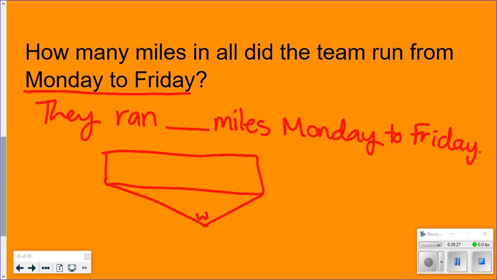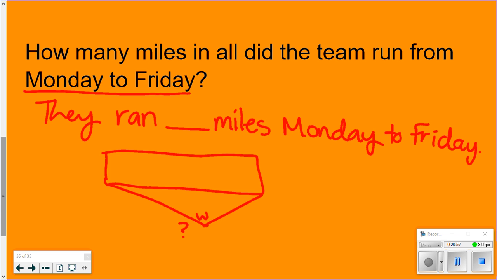I'm gonna draw another bar. Do I know the total amount of miles run Monday to Friday? If I do, why is that my answer sentence? No. So I don't know. I don't have that answer yet. I know some parts.